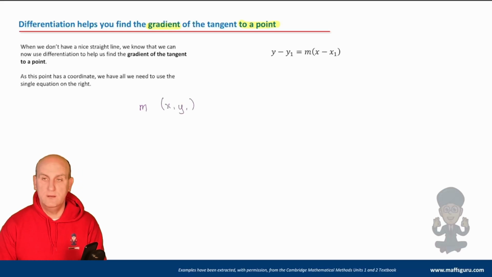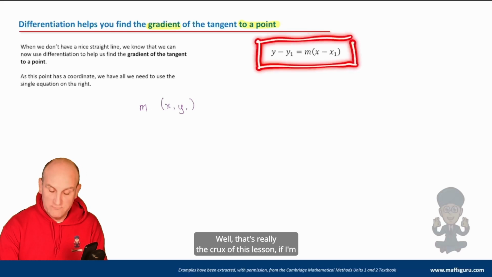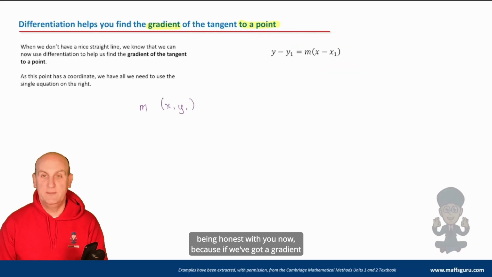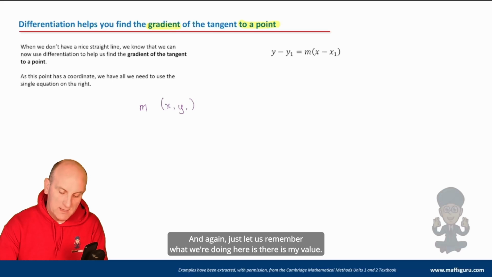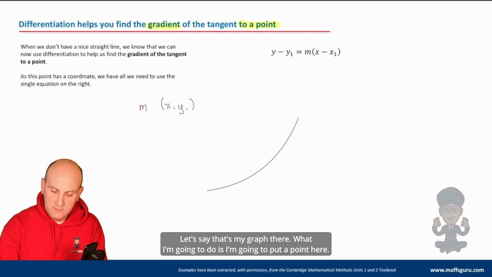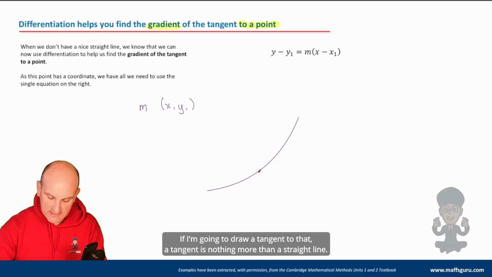Well, that's really the crux of this lesson, if I'm being honest with you, because if we've got a gradient at a particular point, then we can find the equation of that tangent. And again, let's remember what we're doing here. Let's say that's my graph there. What I'm going to do is put a point here. If I'm going to draw a tangent to that, a tangent is nothing more than a straight line.